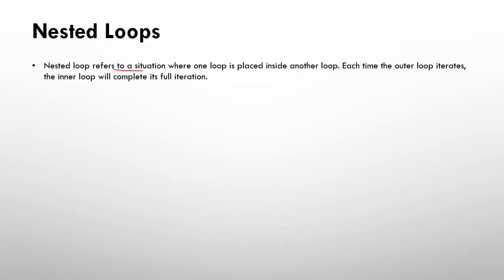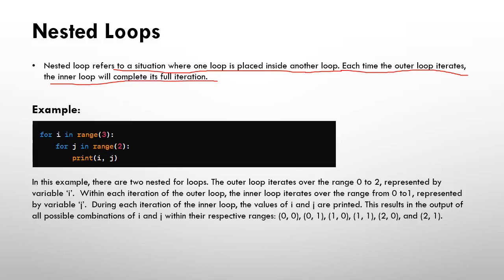So finally, coming to nested loops. Nested loops refer to a situation where one loop is placed inside another loop. Each time the outer loop iterates, the inner loop will complete its full iteration. Here is an example of nested loop. In this example, the outer loop iterates over the range 0 to 2 represented by variable i. Within each iteration of the outer loop, the inner loop iterates over the range 0 to 1 represented by variable j. During each iteration of the inner loop, the values of i and j are printed. This results in the output of all possible combinations of i and j within their respective ranges.